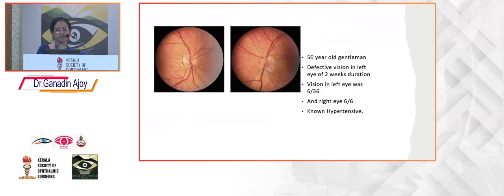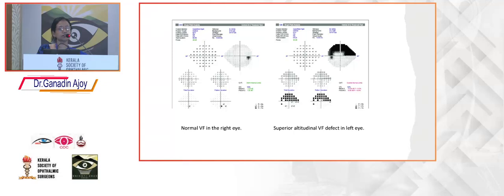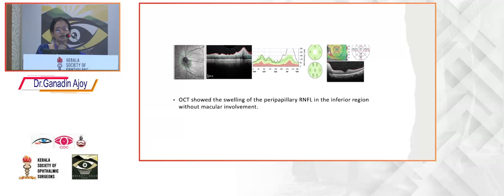A 50-year-old gentleman presented with defective vision in the left eye of 2 weeks duration. Vision is 6/36 in the left eye and the right eye is 6/6. He's a known hypertensive. The right optic disc has minimal cupping and it is a disc at risk. The left shows a segmental disc edema. It is hyperemic. There is dilatation of the superficial disc capillaries. There is a normal visual field in the right eye and an altitudinal visual field defect in the left eye. OCT shows swelling of the peripapillary RNFL in the inferior region without macular involvement.